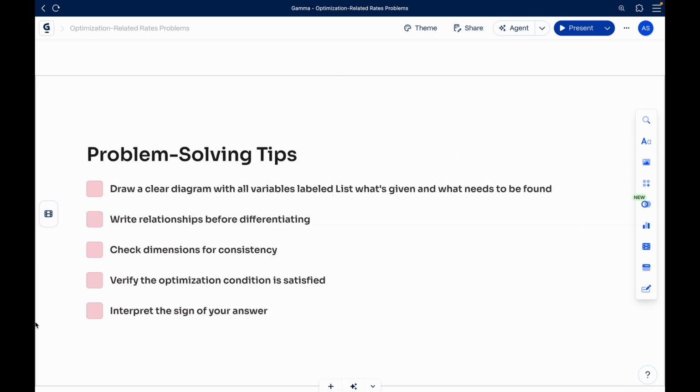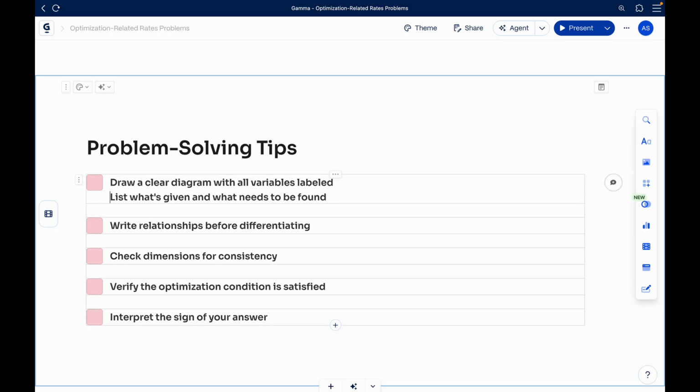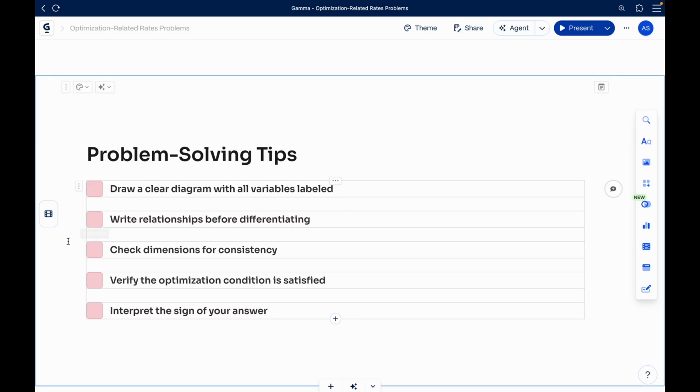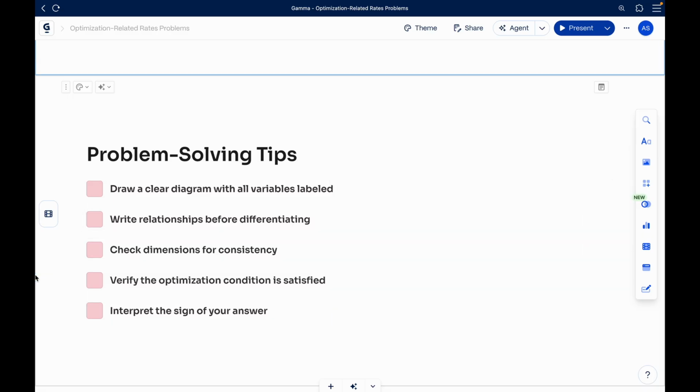Here are a few problem solving tips. Number 1, draw a clear diagram with all variables labeled if you can. Number 2, write relationships before differentiating. Number 3, check dimensions for consistency. Number 4, identify the optimization condition or verify that it's satisfied. And number 5, interpret the sign of your answer.